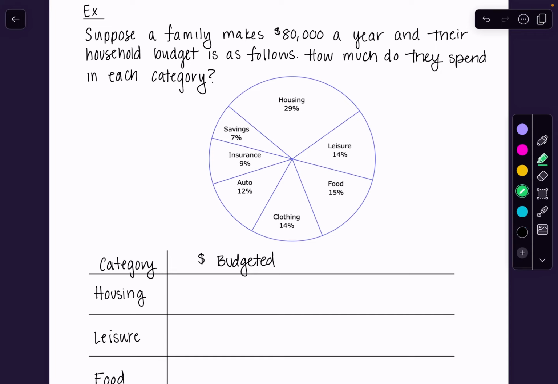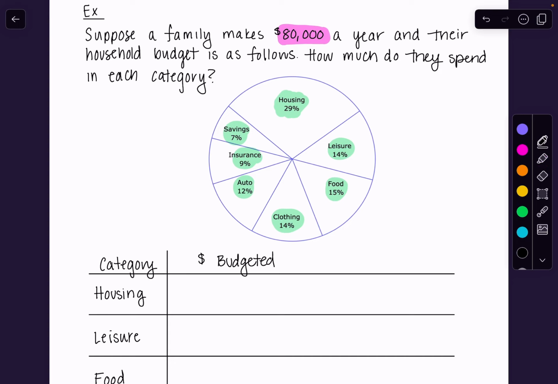So we're given this pie chart and we're told for housing, they spend 29% of their budget in this category. For leisure, 14%, food, 15%, clothing, 14%, auto 12%, insurance 9%, and savings 7%. Okay, so our total budget is again $80,000. So what I'm trying to do then is find the portion in each of these categories.